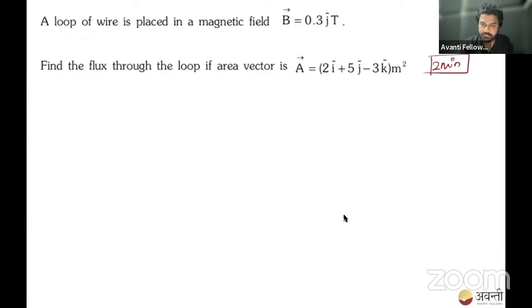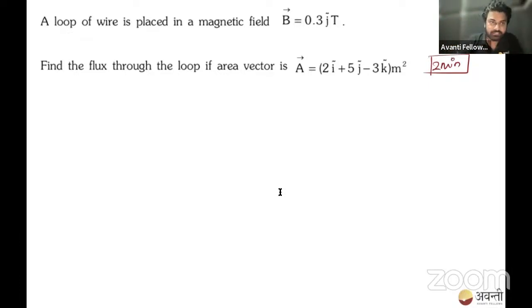I got the answer from JNV Rajkot. Anyone else want to give the answer? It's a simple question, use the formula. Phi is equal to B dot A. Correct? Flux is equal to magnetic field lines passing through an area. Magnetic field B, area A, B dot A.